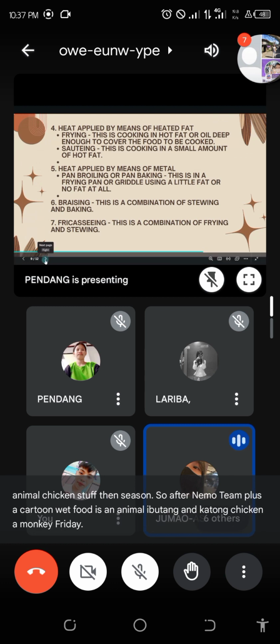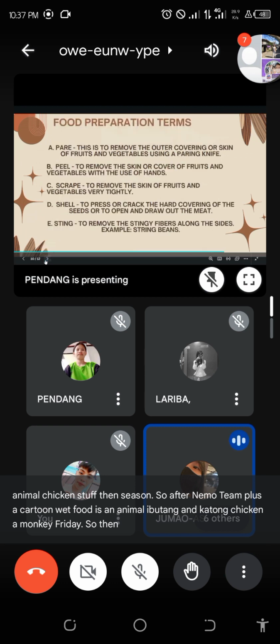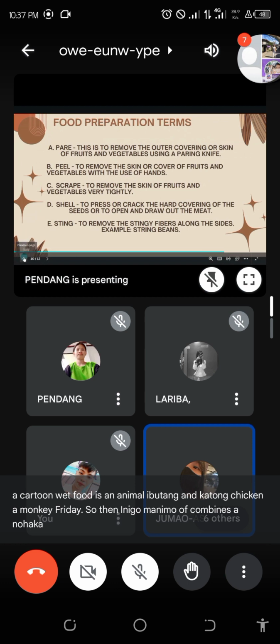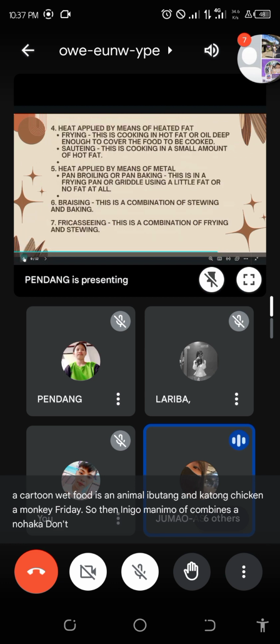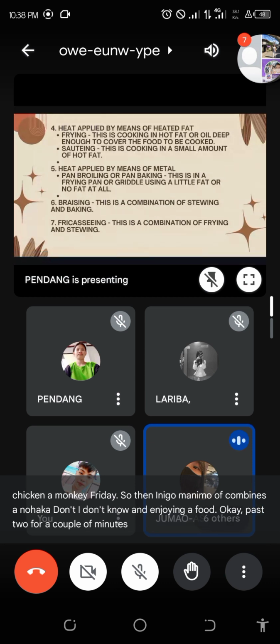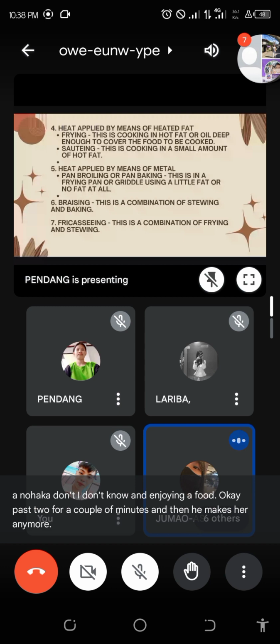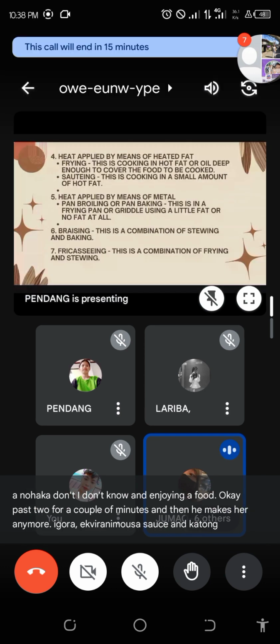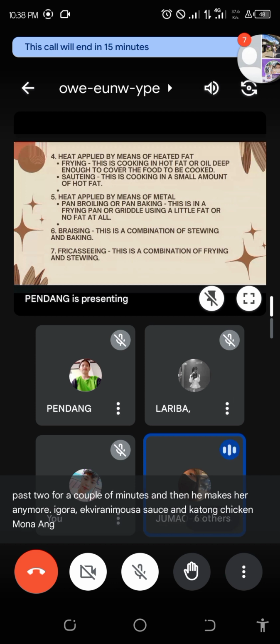So then inig human nimo og combine sa duha ka wet and dry nga food, kay imo pa siya ipasto for a couple of minutes tabunan, and then i-mix ra nimo og kadiyot kanang igo ra ma-cover nimo sa sauce ang katong chicken. Mao na ang way of cooking chicken fricassee.